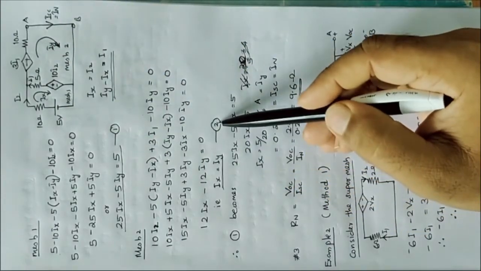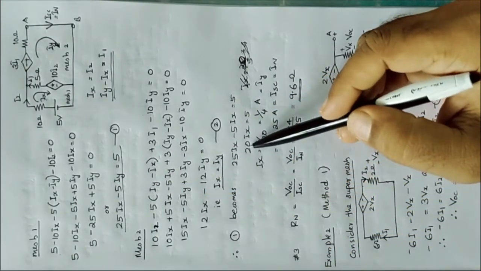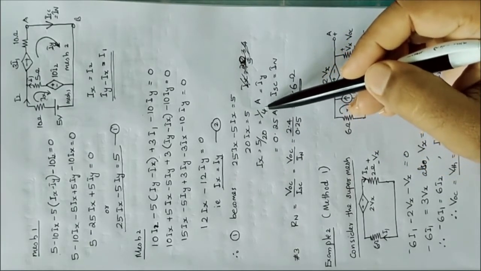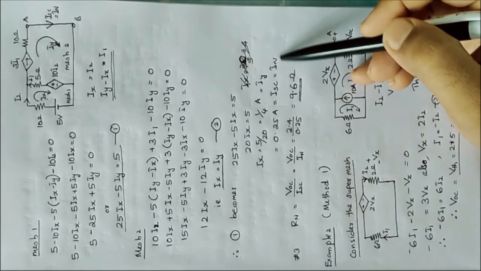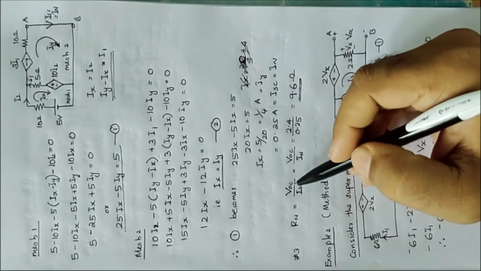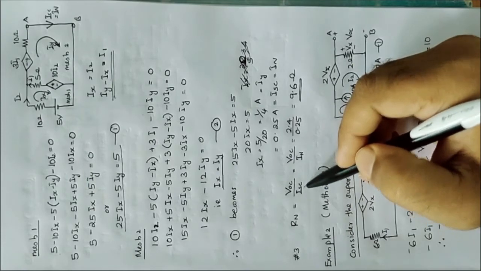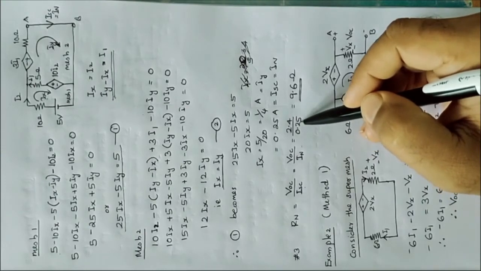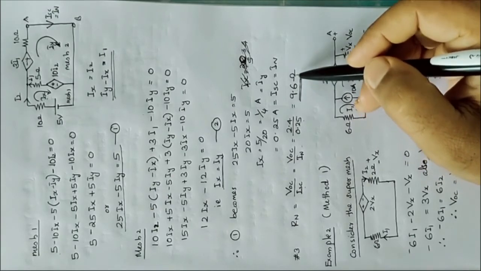So when we substitute equation number 2 in equation number 1, equation number 1 becomes 20 ix is equal to 5, that is ix is equal to 1 by 4, that is 0.25 ampere. That gives the Norton equivalent current, or short circuit current, through these short circuited terminals. So once we have VOC and ISC, Rn is equal to VOC by ISC. Substituting VOC as 2.4 and IN as 0.25, we obtain the Norton equivalent resistance as 9.6 ohm.